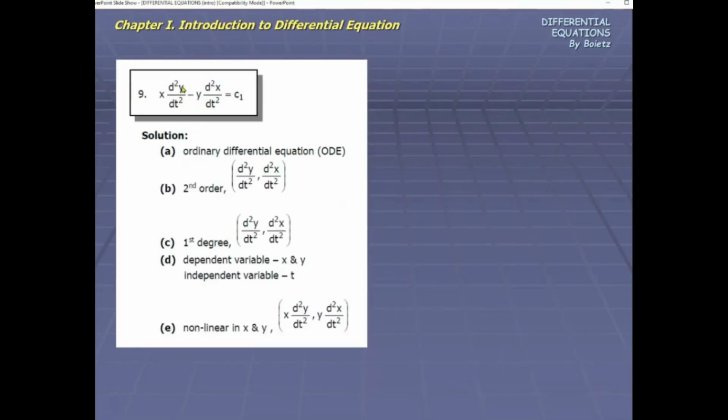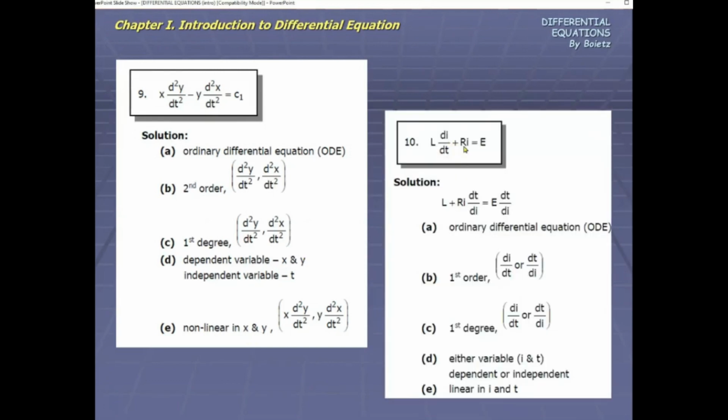x, multiplied by the second derivative of y with respect to t, minus x, d squared x over d, or with respect to t, is equal to c1. What is it? Ordinary, because of how the derivative is presented. And second order, because the second derivative is the highest. Then first degree, because they are both raised to 1 only. Then the dependent variables are x and y. Then independent is t. So since x, a dependent variable, is multiplied by the derivative of the dependent variable y, they are no longer linear. So non-linear in x and non-linear in y.